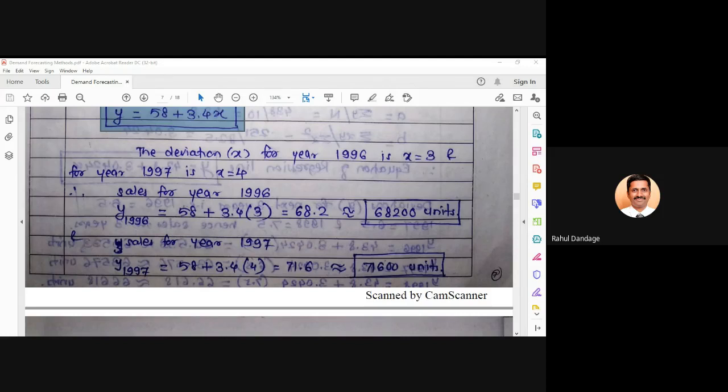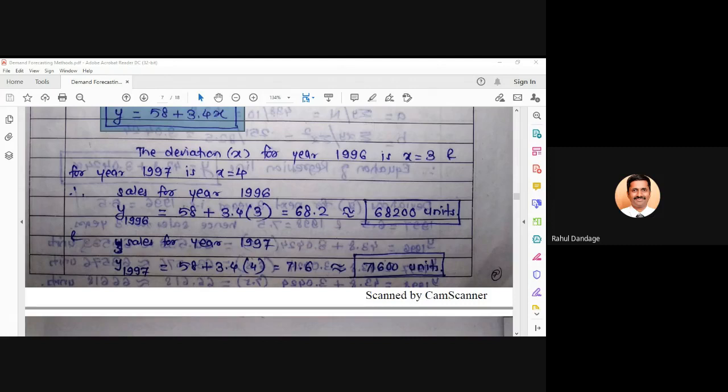Similarly, if we go for year 1997, we have to substitute the value of x equal to 4 in the equation y is equal to 58 plus 3.4x. Substituting x equal to 4 and calculating for 1997, the sales estimate is 71.6. Since the values of sales are in thousands, we say the forecast for year 1997 is 71,600 units. I hope you have understood this problem.